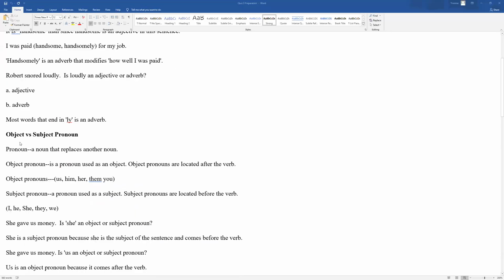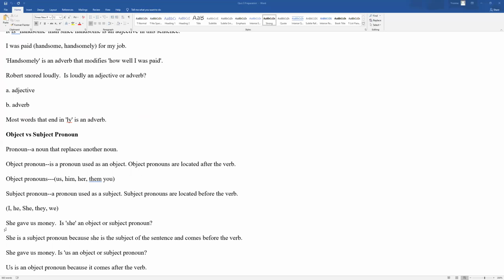Object pronoun versus subject pronoun. A pronoun is the noun that replaces another noun. An object pronoun is a pronoun used as an object. Object pronouns are located after the verb. And so the object pronouns are us, him, her, them, you, me, it.